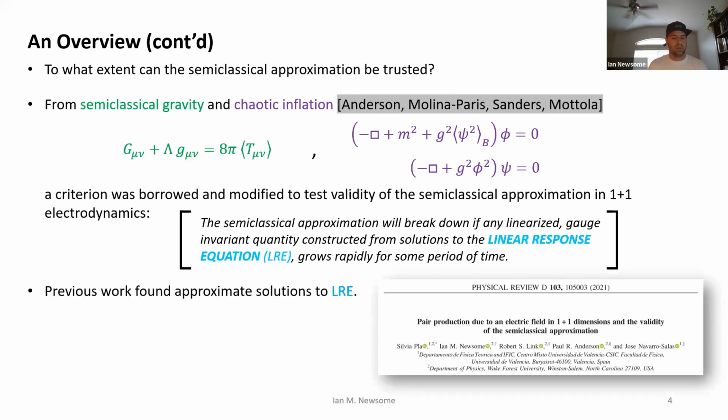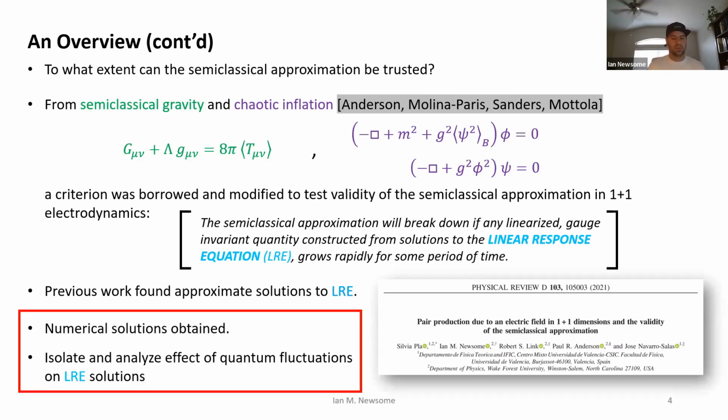A paper I co-authored with Sylvia and Pepe and others that was published last year analyzed this situation using a method which approximated solutions to the linear response equation, but subsequently I have solved for the numerical solutions outright. A primary reason for this was I wanted to isolate and analyze the effect of fluctuations on the linear response equation solutions, which could not have been done with only the approximate solutions available.